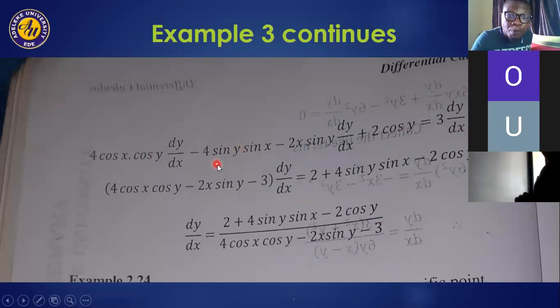Good. Now, let's push this one to the other side. It will give you plus. So you have these 2 plus this 4 sine y sine x. Then this plus will give you minus. Then divide everything by what is here, so that your dy/dx can be 2 plus this and this. Did you get it now, Victor?